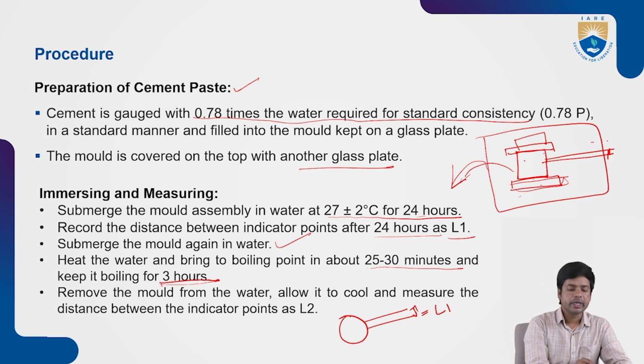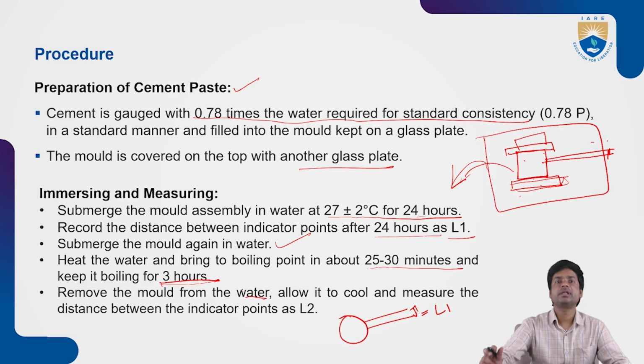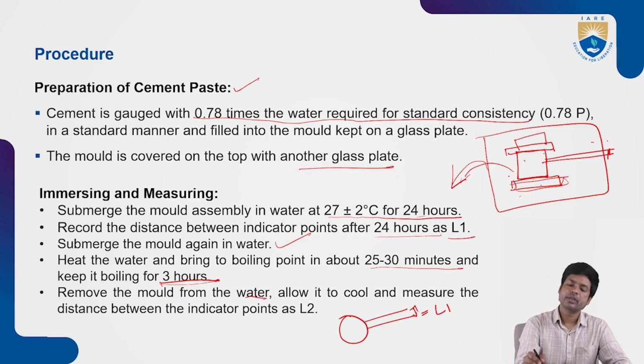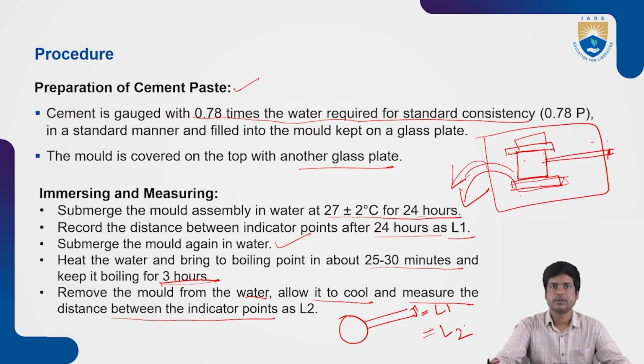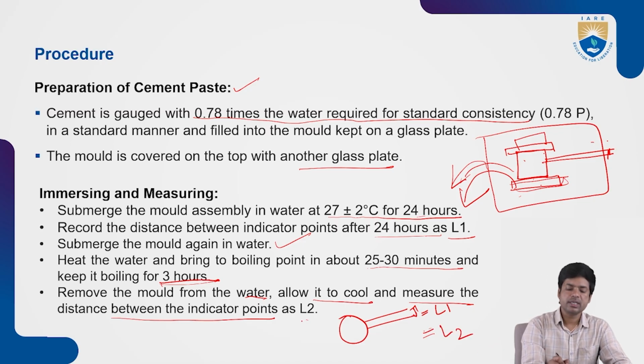Now remove the mold from the water. After heating the setup for 3 hours, remove it from the water bath and allow it to cool. Then measure the distance between the indicator points again, and that will give you the value of L2. That means the cement will expand, and that will be noted as L2.